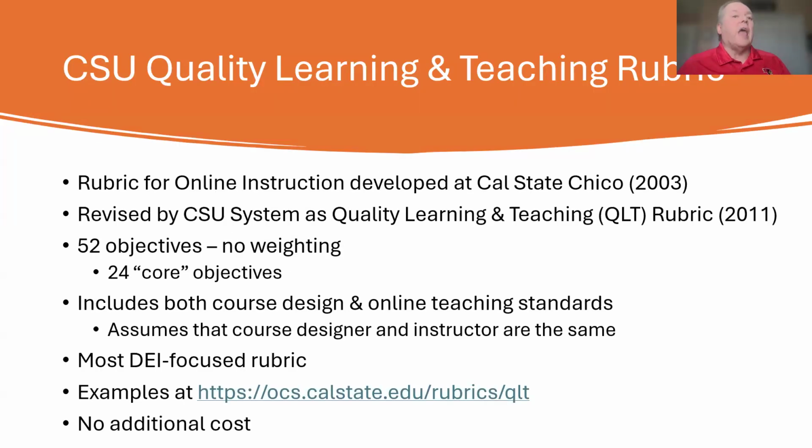So now let's look at Cal State University's Quality Learning and Teaching rubric. The rubric for online instruction was developed in 2003. Again, it's been around for a long time. And then it was later revised by the CSU system as the Quality Teaching and Learning Rubric in 2011. And so now this is a new version of that.